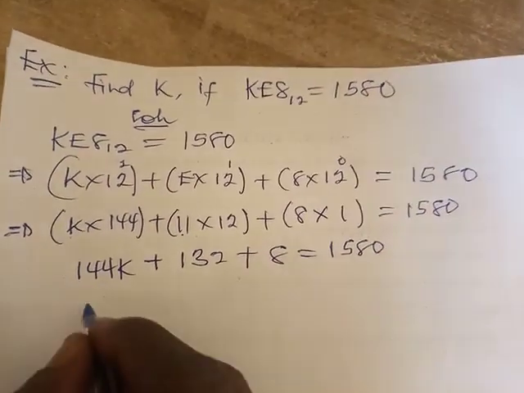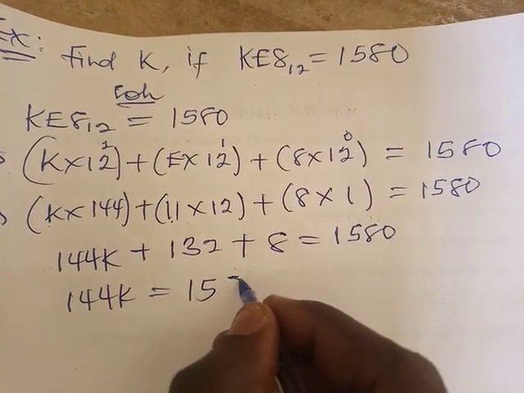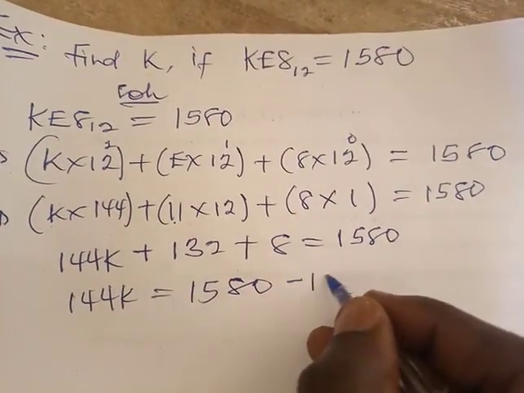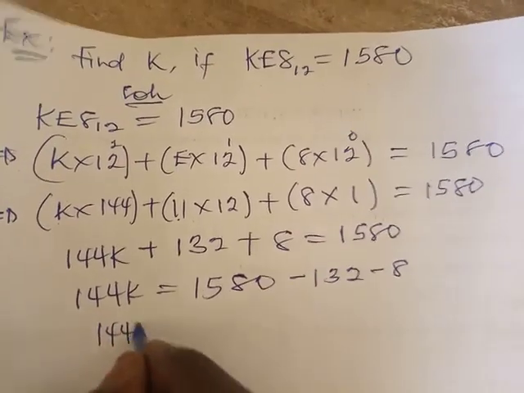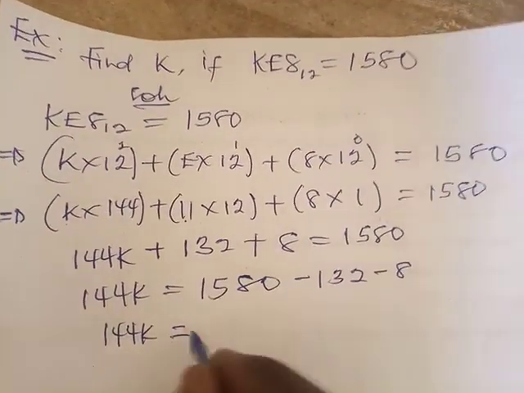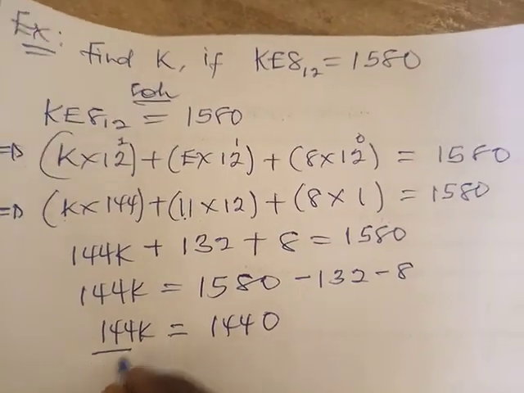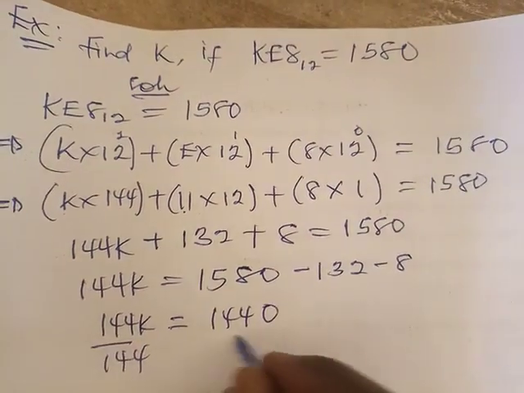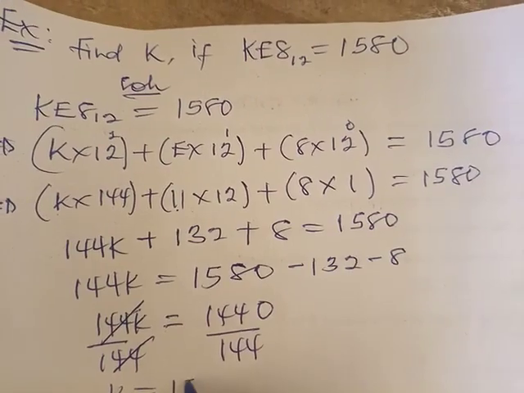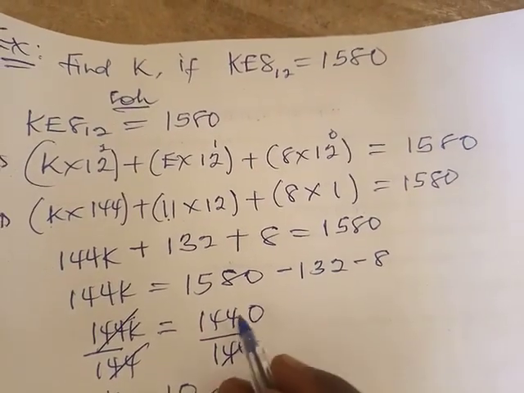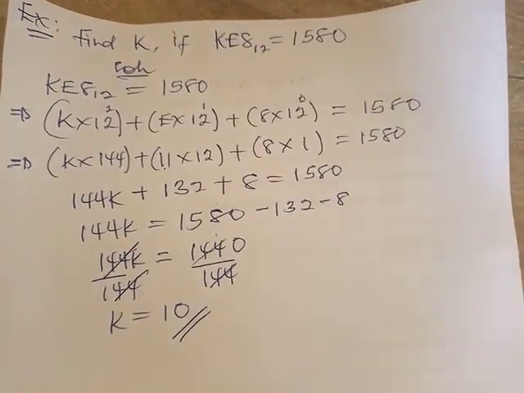Now when you group like terms, we have 144k equals 1580 minus 132 minus 8. So when you perform this operation on the calculator, we have 1440. So we divide both sides by 144 because we are looking for k. So we have k is equal to 10, because this will cancel that as 1. So we have 10. And that's the final answer.